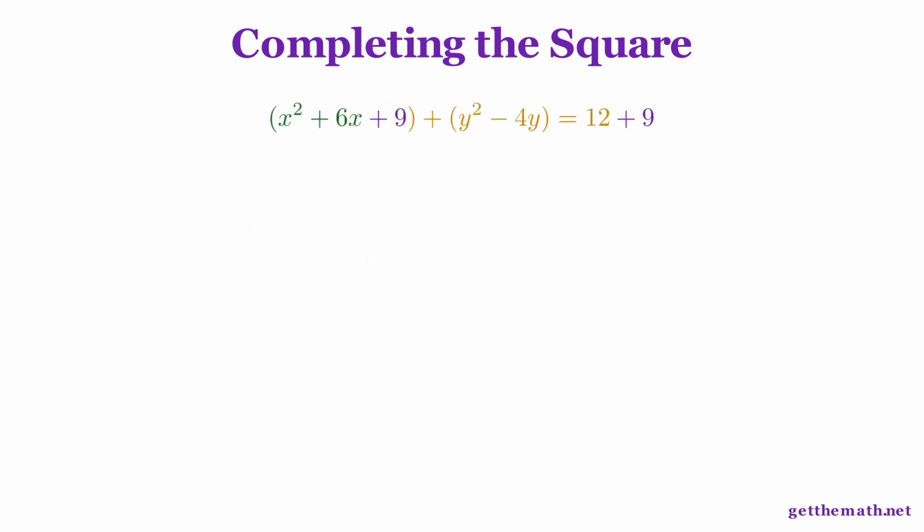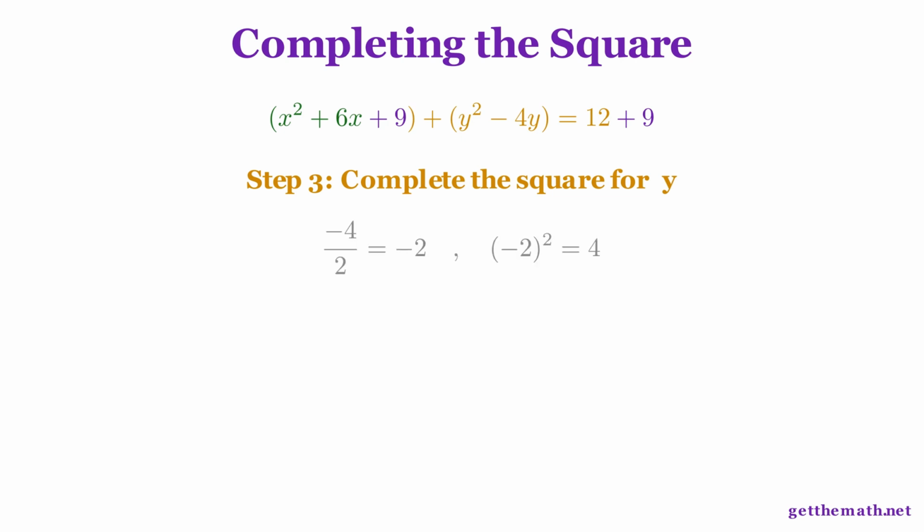Step 3. Complete the square for y. Take half of negative 4, which is negative 2. Square it to get 4. Add 4 to both sides.